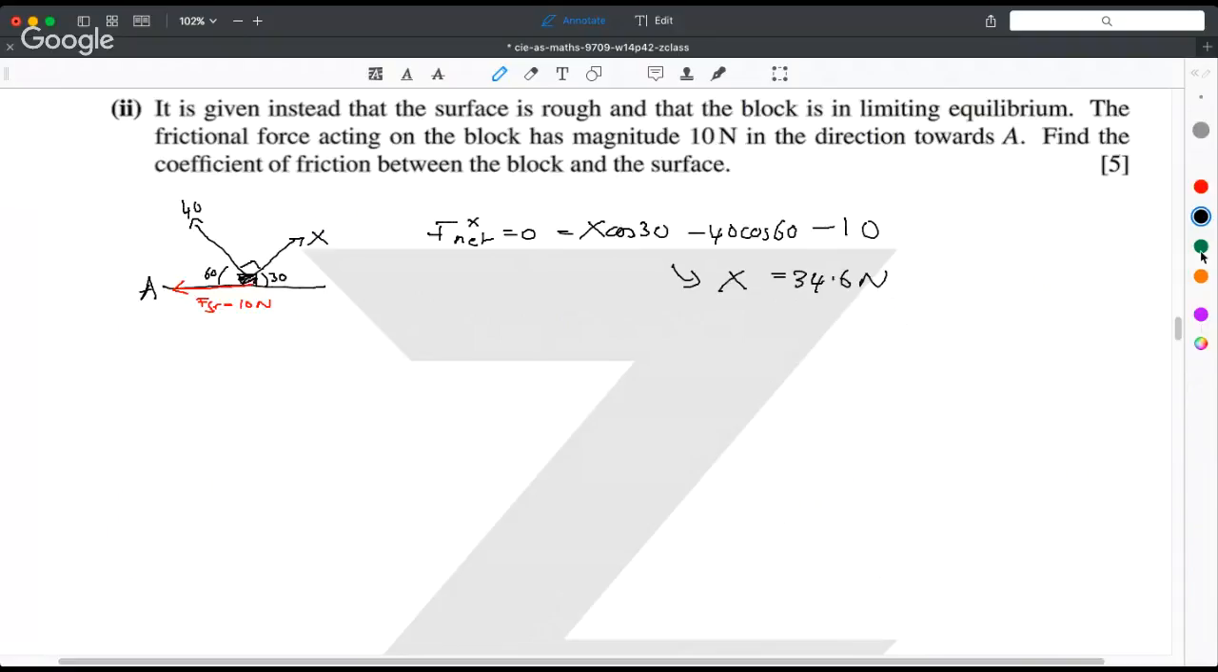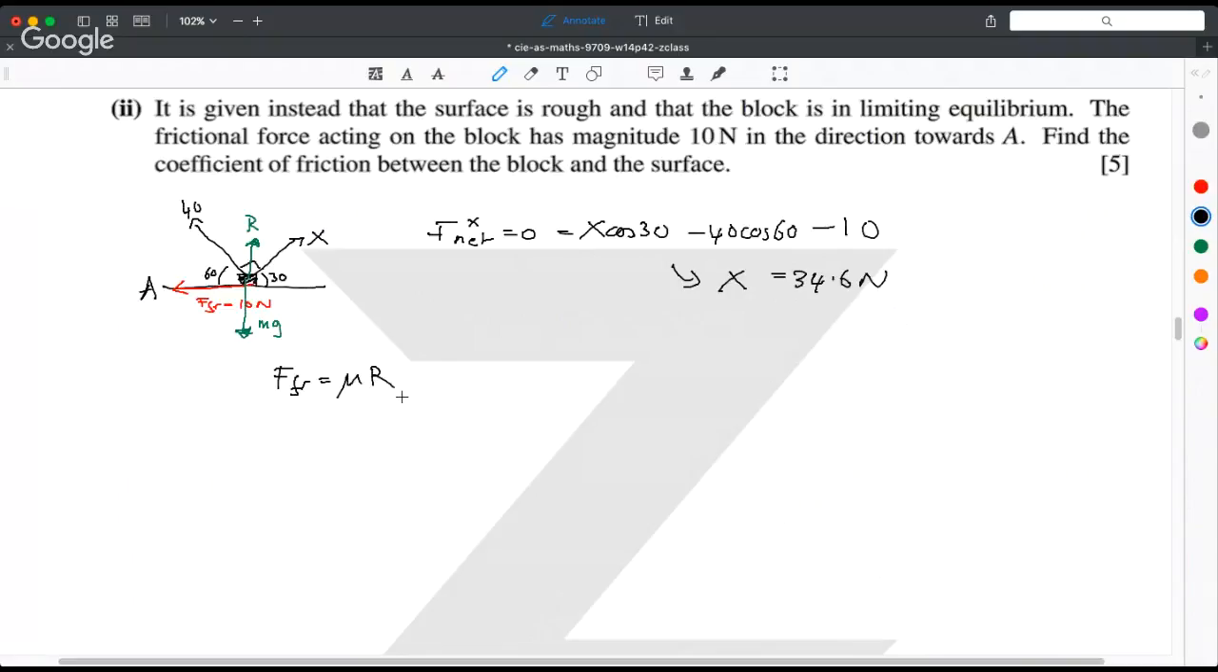Now we're going to think about the effective weight of the block. So the weight of the block is mg, but the ground isn't feeling all of that because it's got these other two forces pulling up. The reason I'm saying this is because we know that the force of friction is equal to mu times R, and R is the reaction force that the ground exerts on the block, and that exactly counters the force felt by the ground from the block.